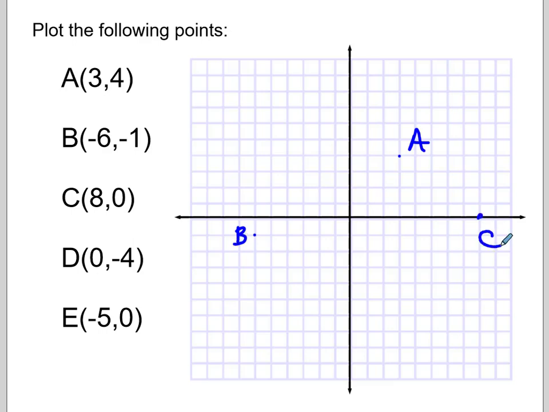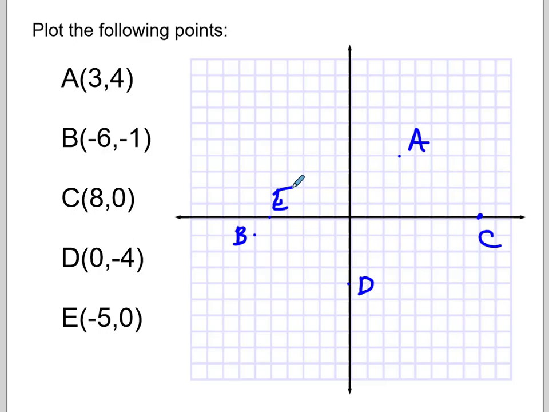There's C. D is at 0, -4, so we're not moving left to right, just down. There's D, and E is -5, 0, right there. There's E. Okay, so there's your 5 points. And that's plotting points on a coordinate or Cartesian axis. That's all there is to it.